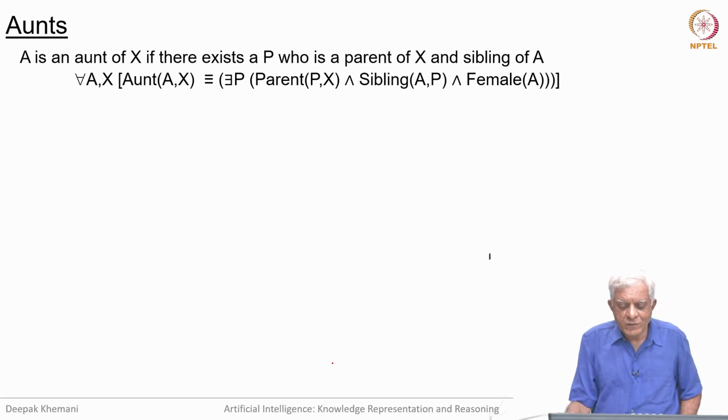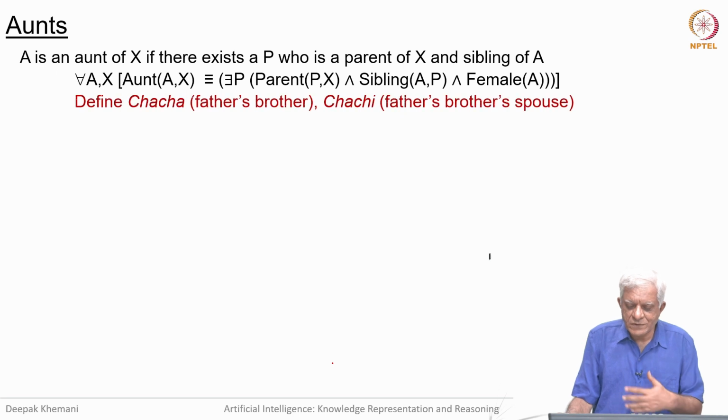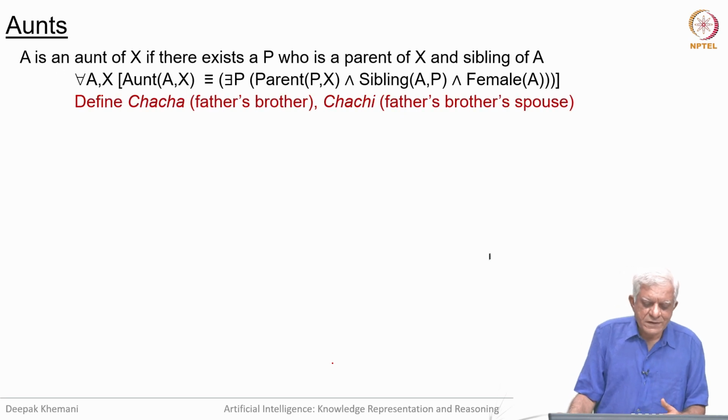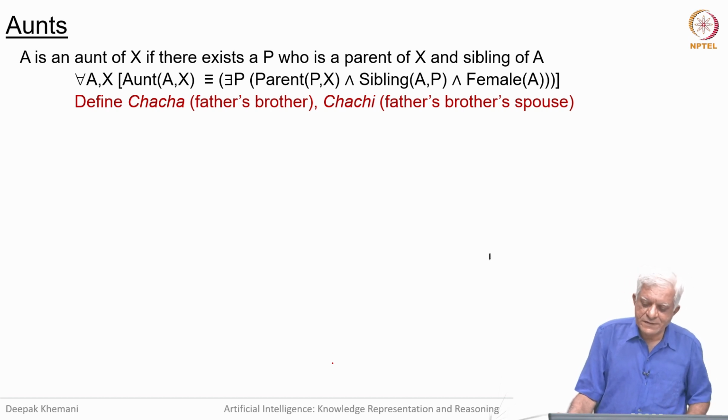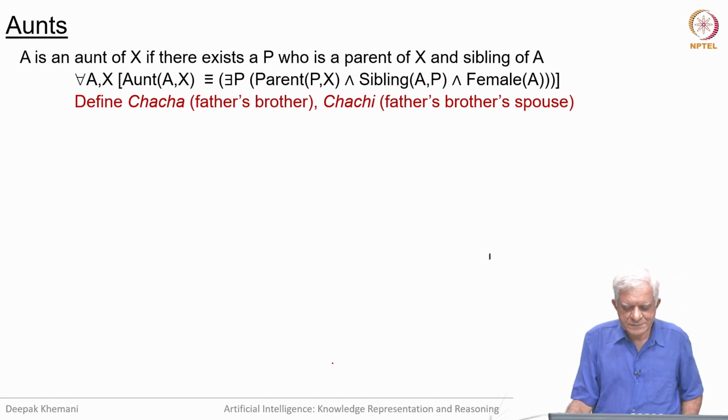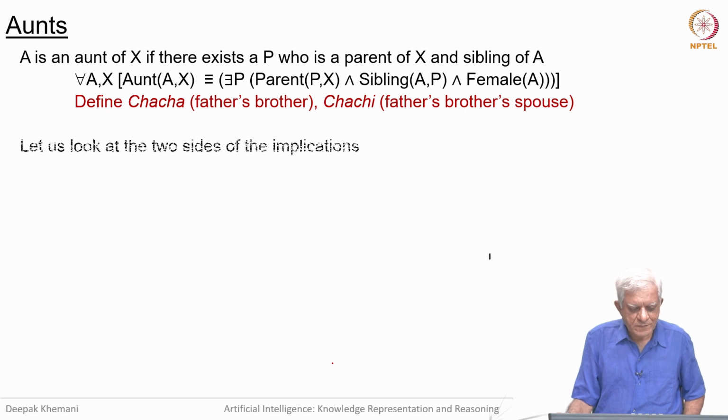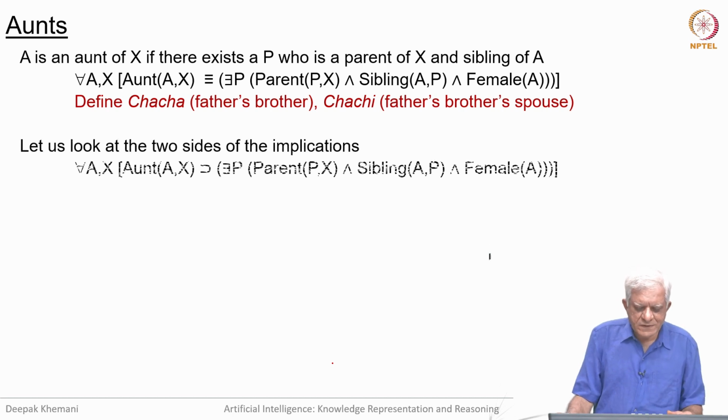Now, since this is an equivalence relation, we can break it down into two directions. We will do that, but before that I would urge you to define Chacha, which we already said is father's brother, and Chachi, which says father's brother's spouse. So, let us look at two sides of the implication.